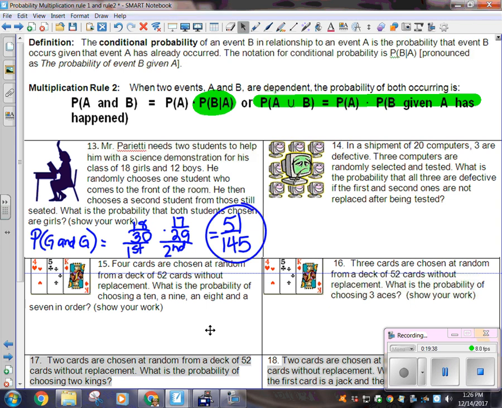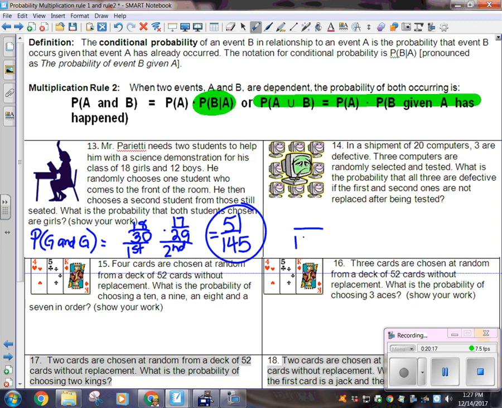In a shipment of 20 computers, 3 are defective. We don't know which ones they are. 3 computers are randomly selected and tested. What is the probability that all 3 are defective if the first and second ones are not replaced after being tested? Which means I got a computer out of the 20, and I took it, and lo and behold, when I tested it, it was infected. Wow. Then I go back, and I get a second computer at random, and I test it, and guess what? It is infected too. What's the probability that I'm going to get all 3 defective computers if I pick 3?